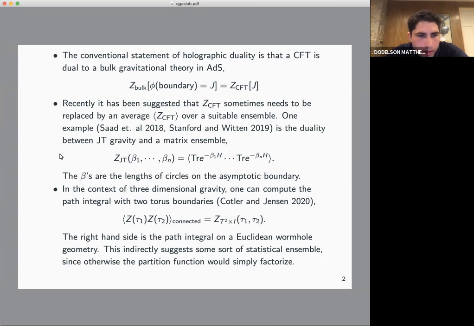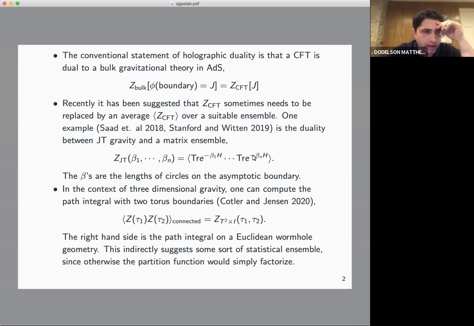So here, the betas are the lengths of circles on the asymptotic boundary of the bulk, and the bulk partition function is equal to the ensemble average of this product of traces on the boundary over the matrix ensemble. So that's an example in 2 dimensions.